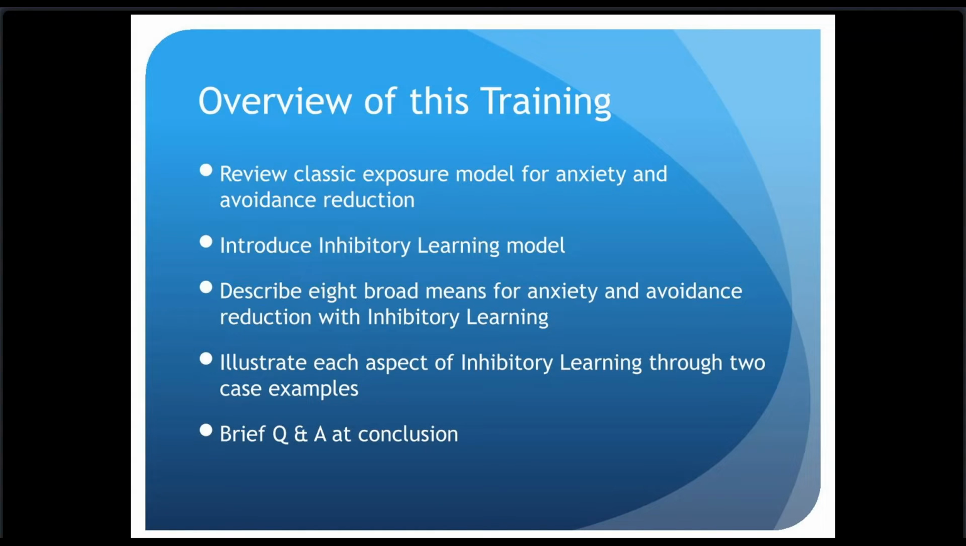So here's my little overview of our training today. We'll review briefly the classic exposure model for anxiety and avoidance reduction. I'll introduce the inhibitory learning model that has been recently discussed in the literature. There are 8 broad means for anxiety and avoidance reduction with the inhibitory learning model. We'll go through those and we'll have some illustrative examples that are very brief in nature as we go along. And then I have 2 case illustrations towards the end that will sort of tie it all together to varying degrees. And then we'll have some question and answer at the end. So there will be plenty of time for us to discuss some of these details and applications.